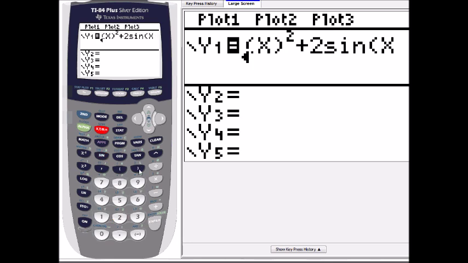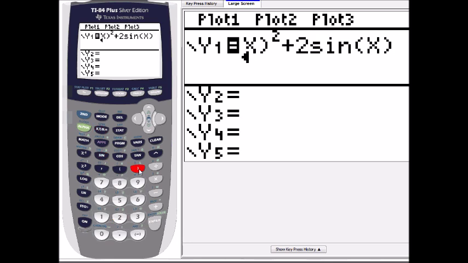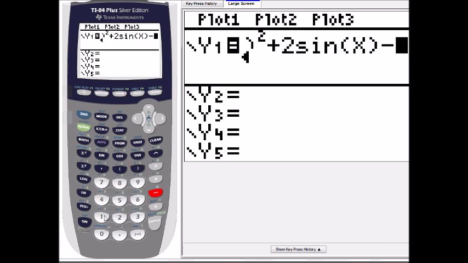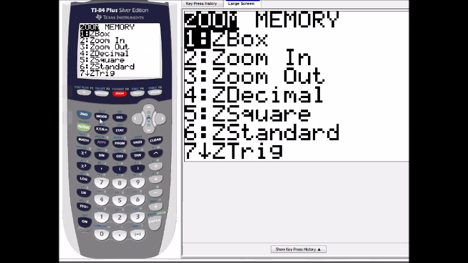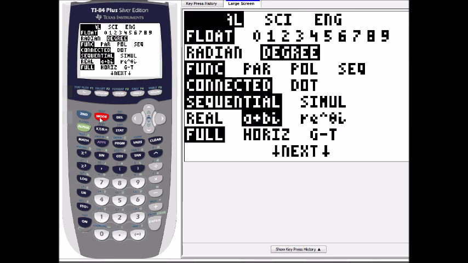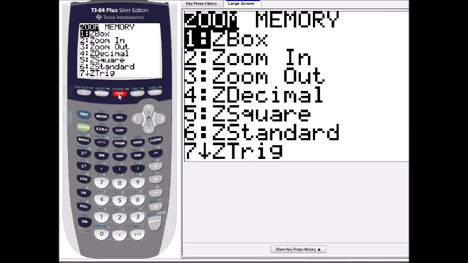and then we're going to go plus 2 sine x, close it off. And then if I wanted to make it equal 0, I'd have to subtract 1 from both sides, so I think that's what I'll do. Now I'm going to go zoom. Well, first of all, I'm going to get in degree mode. I'm in degree mode. Okay, that's good. I'm going to go zoom 7.